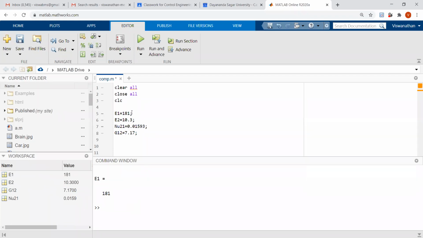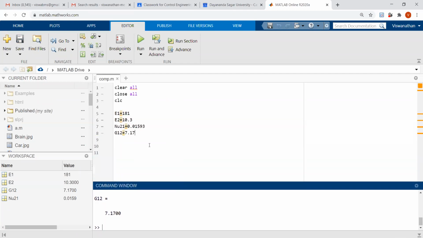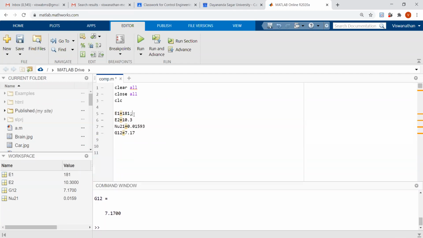If you don't put a semicolon, then it will show in the command window. If I run this, all four values must be shown here now. You see here, all four values are shown. So to avoid this, you just need the answer to be shown in that window. You don't want the given data to be shown there.